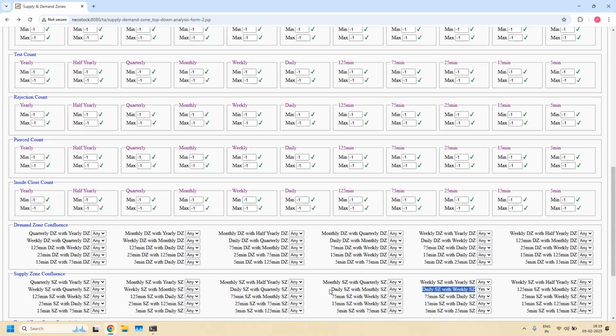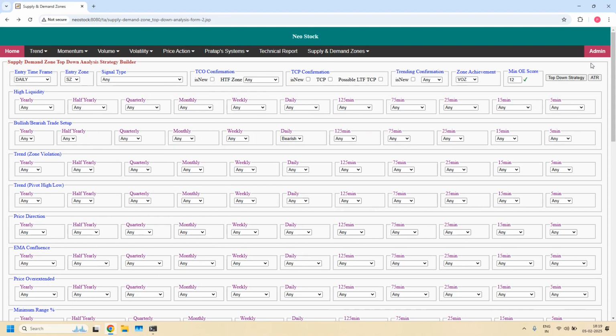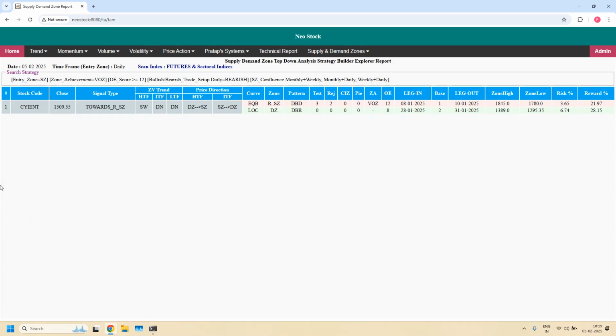First filter is already enabled. Second filter, daily with monthly supply zone confluence, weekly with monthly supply zone confluence. With all the three filters, we got only one stock. So this daily supply zone is overlapped with weekly, both together again overlapped with monthly. But monthly trend is sideways, so EMA confluence does not add any extra advantage. So no need to check. So this is about a bearish trade setup for monthly income trade.